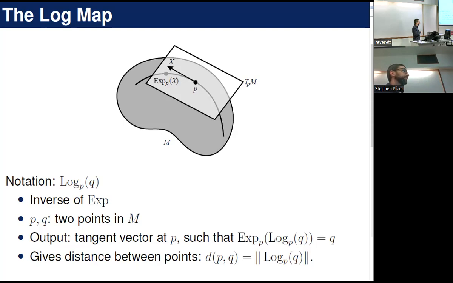And the nice thing about the log map is that I need it to be geodesic distances. If I have a log map, then the geodesic distances just become a log map and then take the norm of the vector. And that tells me the geodesic distance between Q and Q. Okay.